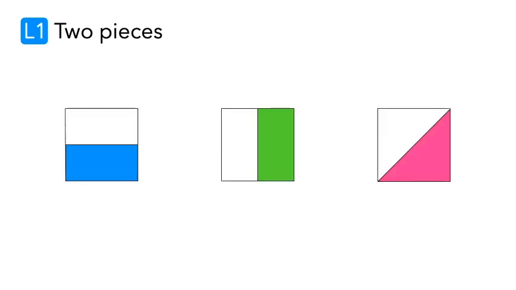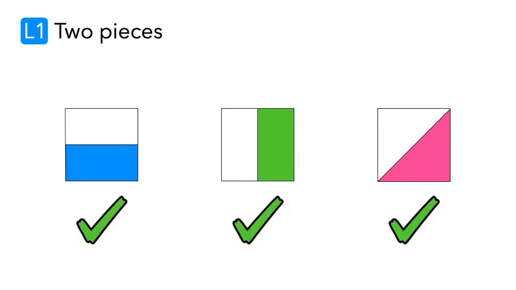You can see these 3 squares here, they've been cut in half. The area of the white part and the coloured part are exactly the same, so they're all showing a half. So let's move it on. How about these 2 examples? Well, the red example is not a half and the turquoise one is.